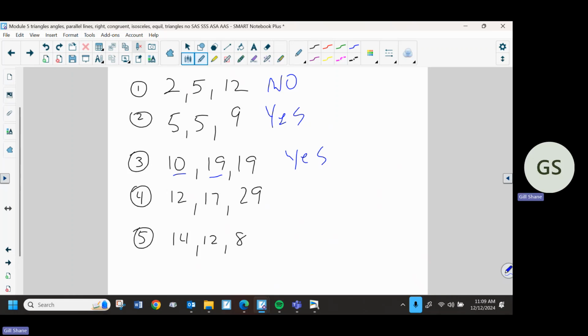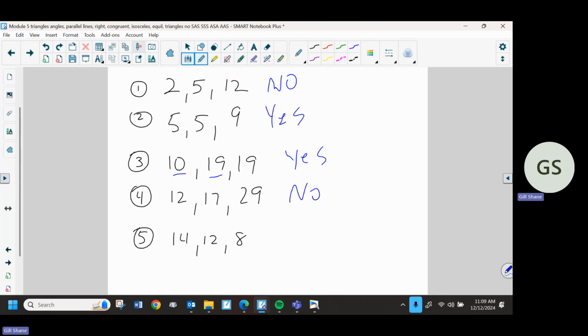Next one, does that work? 12 plus 17 has to be greater than 29. Yeah, what did we say about equal? Cannot be equal, right? You should have written that down. So that's a no. Cannot be equal, and in that situation it is equal.